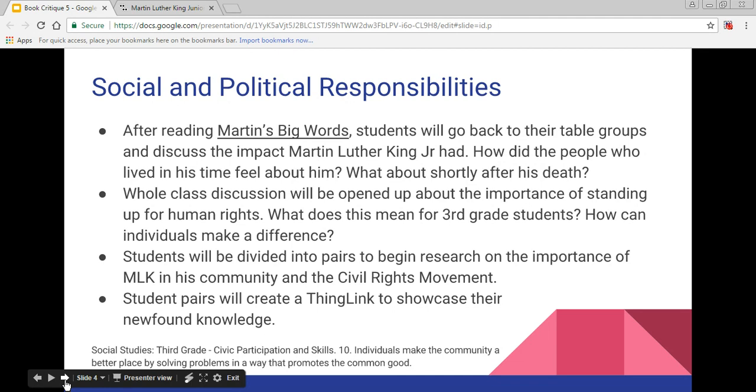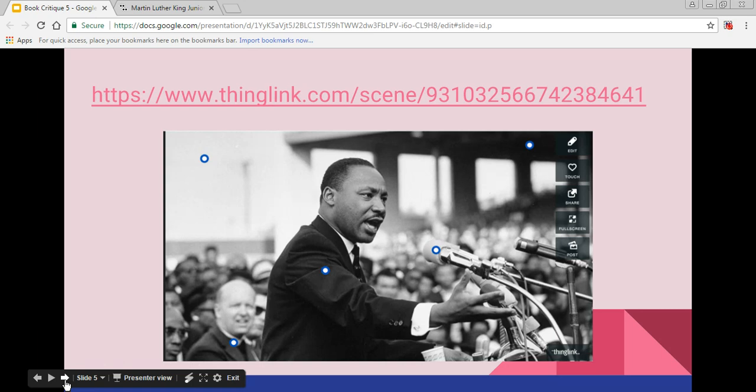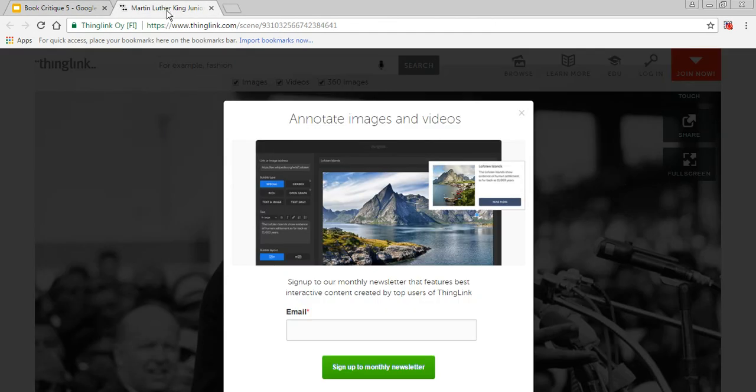The students will be divided into pairs to begin research on the importance of MLK in his community and the civil rights movement. The student pairs will create a Thinglink to showcase their newfound knowledge. Here's an example of the Thinglink that I created about Martin Luther King. You can get to it by clicking on the link, but I went ahead and opened it already.